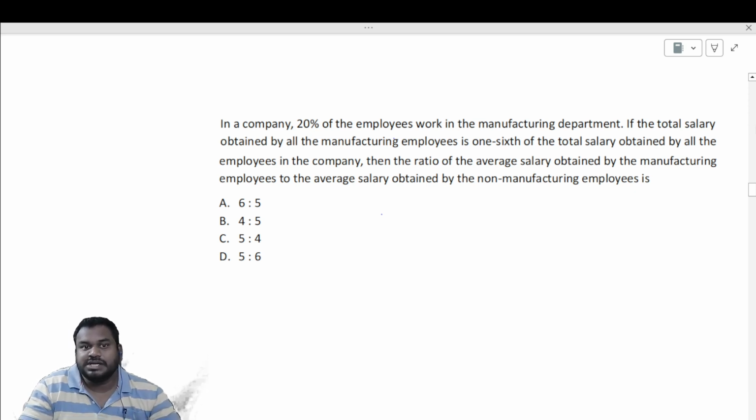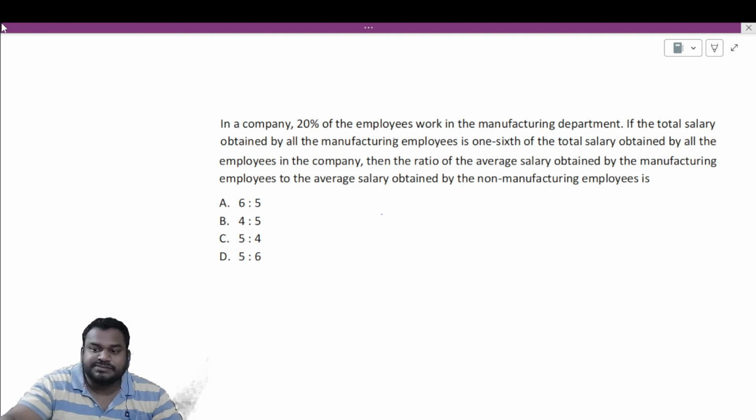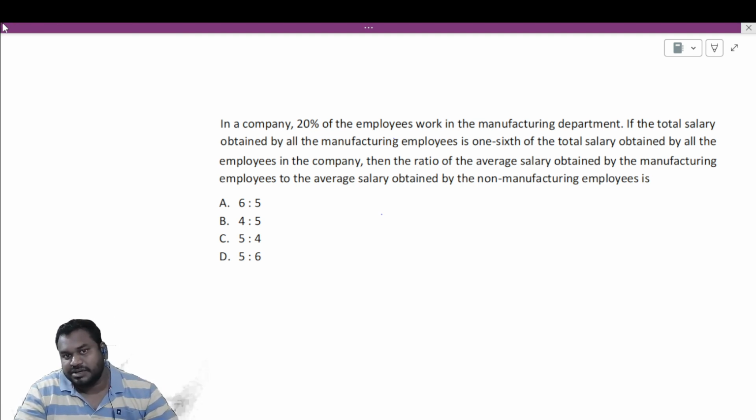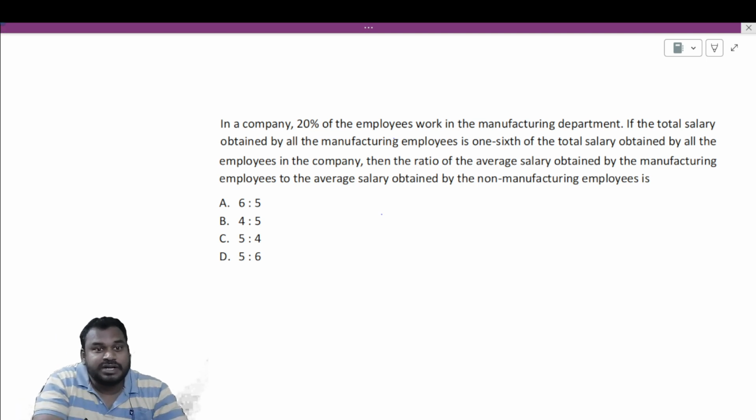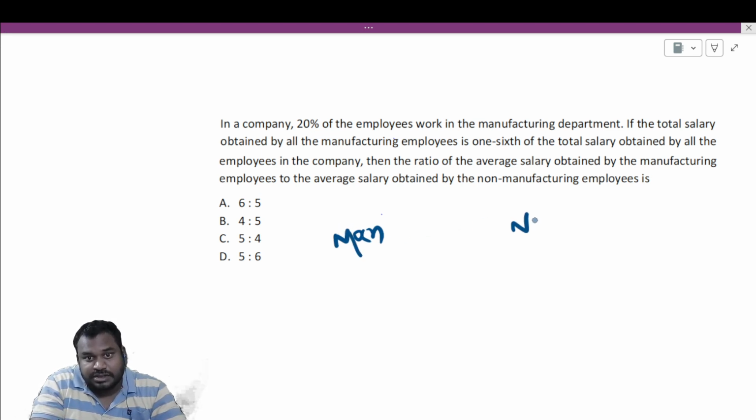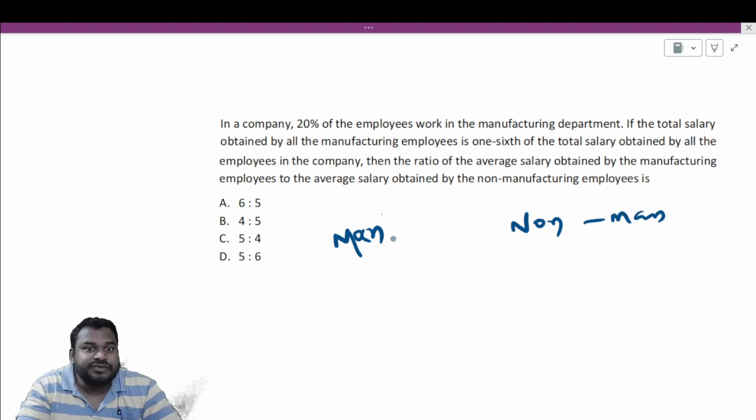non-manufacturing employees. See here, there are two categories. One is manufacturing employees, the other is non-manufacturing employees. He has given the data related to only manufacturing, but indirectly he gave it for non-manufacturing also. But you have to identify. See, 20%. Now I'll segregate into two categories: manufacturing and non-manufacturing. Look at it.